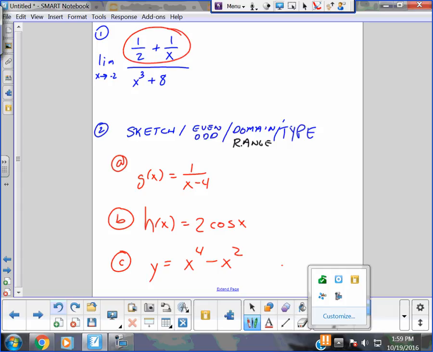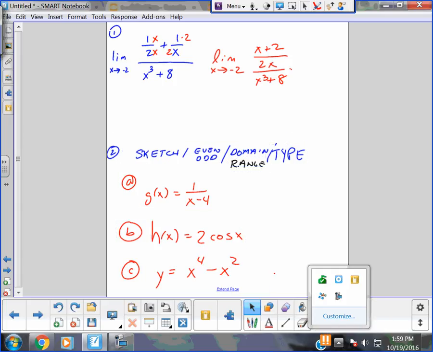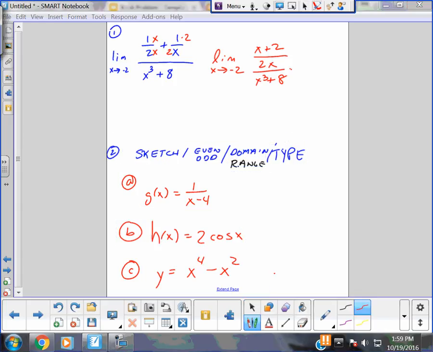you've got to get to a single term. And you notice that it's fairly mundane in that this step I think is easy. x plus 2 over 2x over x cubed plus 8. Now, I don't know how much pre-calculus you remember about factoring, but if I slide this stuff down a bit, I can flip this up and I can write this as the limit as x approaches -2 of x plus 2 over 2x times x cubed plus 8.